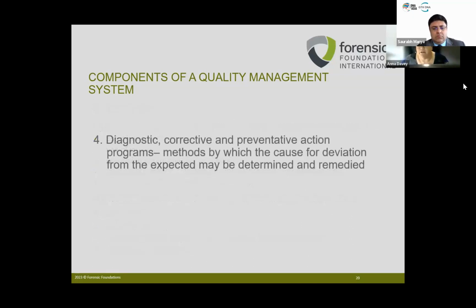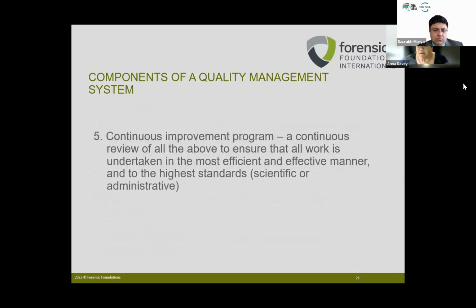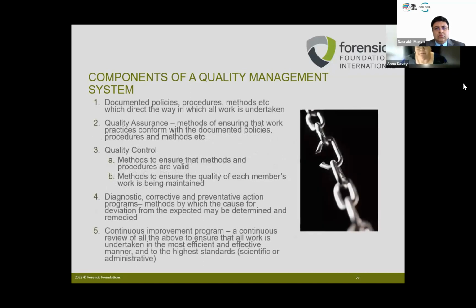We've talked a bit about diagnostic, corrective and preventative actions, so I won't go into that anymore. And we've talked about continuous improvement, always looking at how we can improve the way in which we do things, whether it's in a more efficient way, a quicker way, we do more with less, or a more effective manner, whatever it is, but to the highest scientific standards.